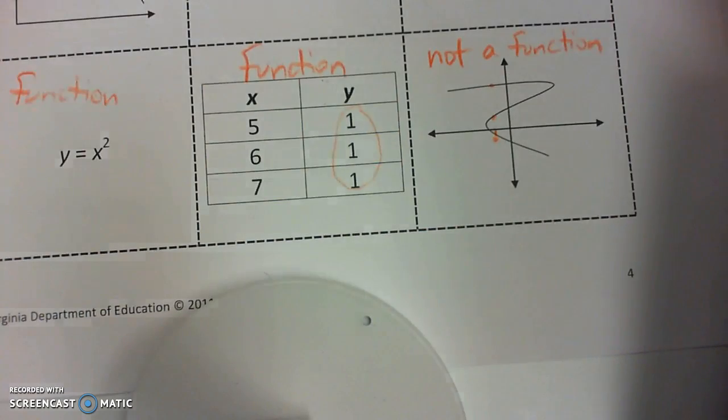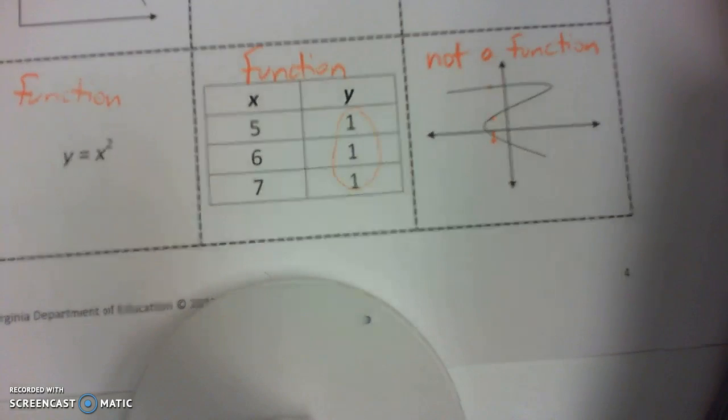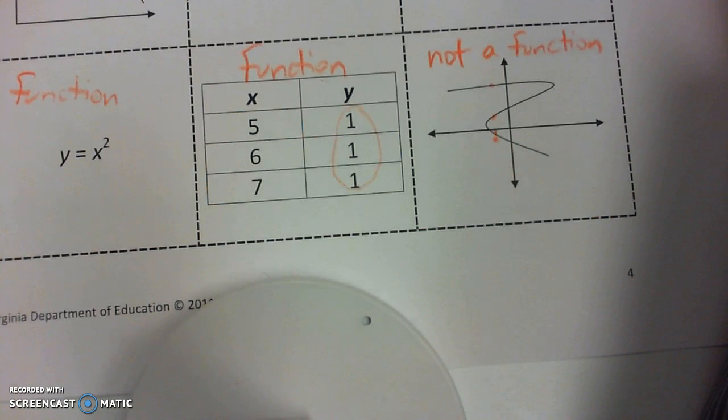So on this worksheet, we had 4 that were not functions and the rest were functions. Remember that for a relation to be a function, each x can only have one y value. Hopefully this helps you as you begin working on your next assignment.